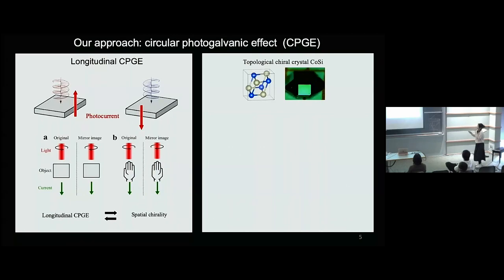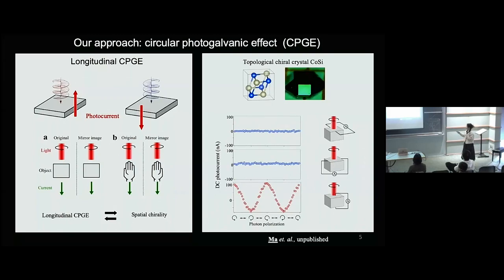One compound is this cobalt silicide. It has a chiral structure. So we measure the CPGE for both the transverse configurations and the longitudinal configurations. Just for people who are familiar with transport measurement, here the transverse means transverse to the light propagation, and longitudinal means parallel to the light propagation. And what I measure here is, the x-axis is the photon polarization, which is controlled by a quarter wave plate in our measurement very easily. It can change the light from left-handed to linear to right-handed to linear, and so on and so forth. And for the y-axis, it's the DC photocurrent generated.